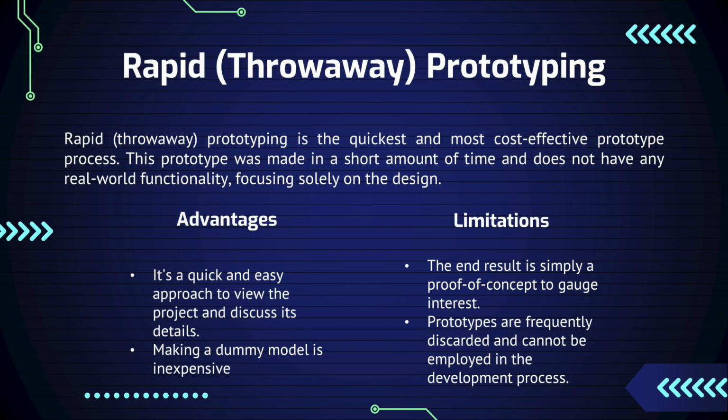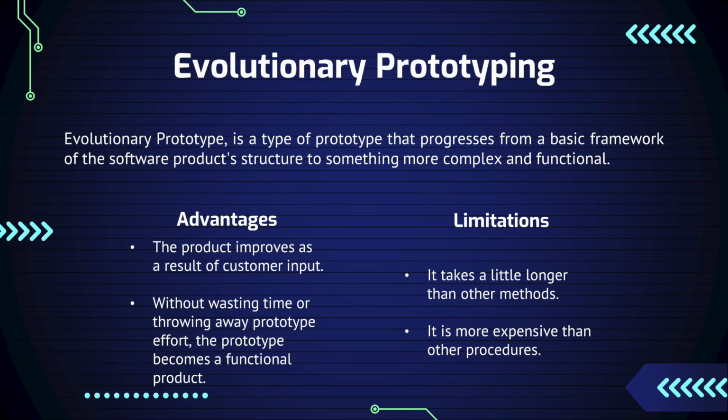2. Making a dummy model is inexpensive. Limitations. 1. The end result is simply a proof of concept to gauge interest. 2. Prototypes are frequently discarded and cannot be employed in the development process. Evolutionary prototyping. Evolutionary prototype is a type of prototype that progresses from a basic framework of a software's product structure to something more complex and functional.